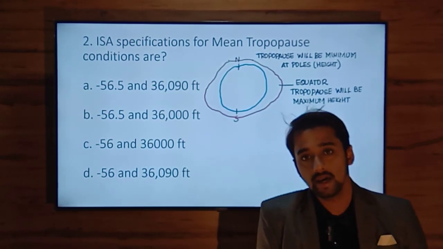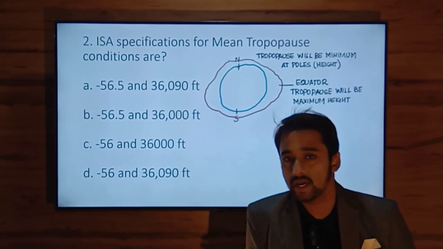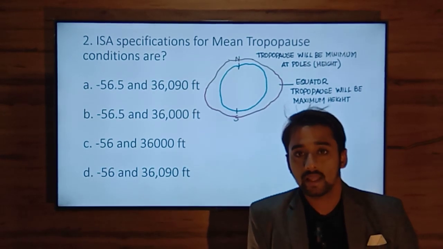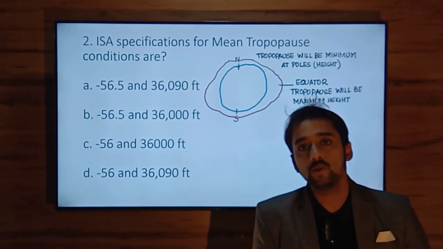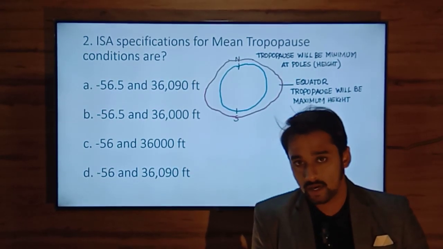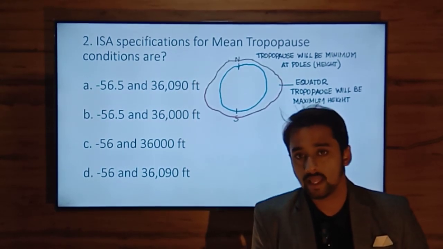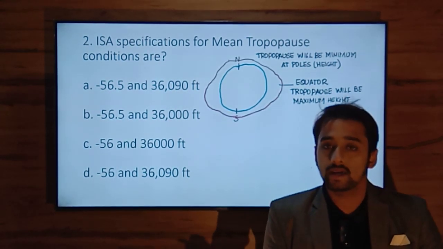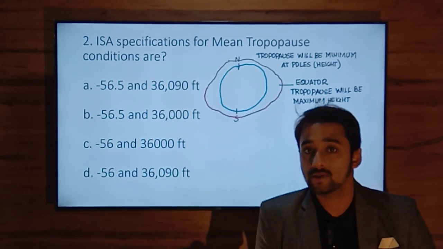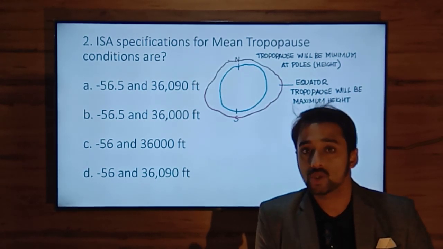Now according to ISA, we have temperature lapse rate of approximately 2 degrees Celsius every 1000 feet. The accurate value is 1.98 degrees Celsius every 1000 feet. So as you climb every 1000 feet in the atmosphere, the temperature is going to drop by 1.98 degrees Celsius every 1000 feet. But there is a limit to that. At 36,090 feet, this lapse rate of fall in temperature with increase in height will stop.